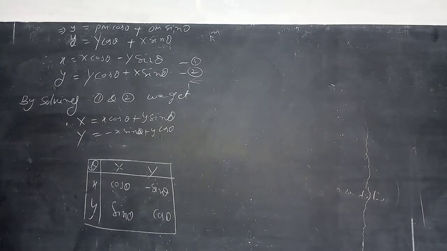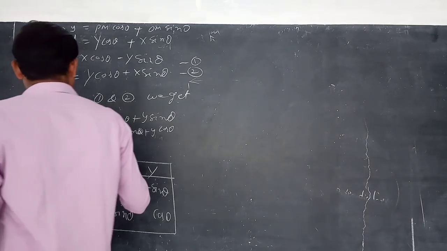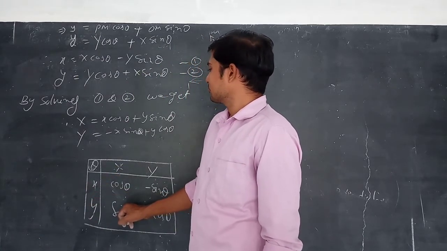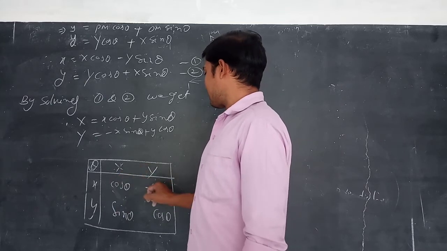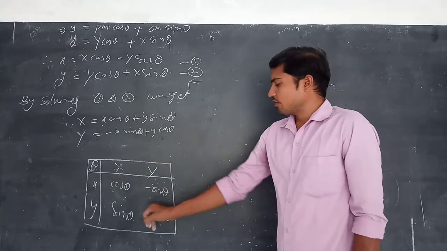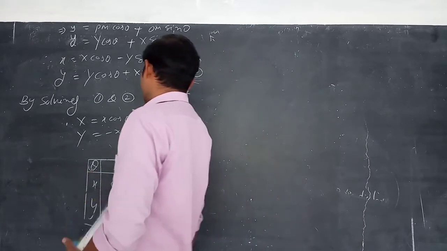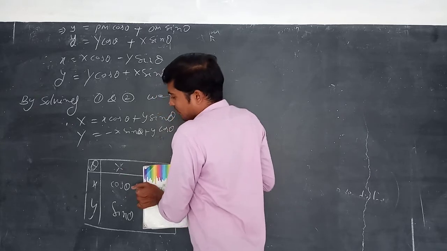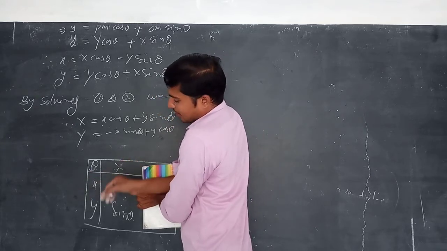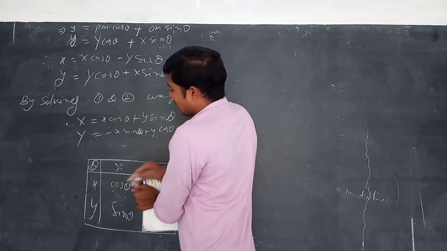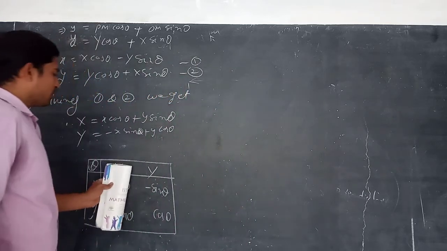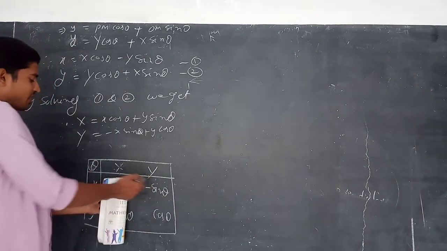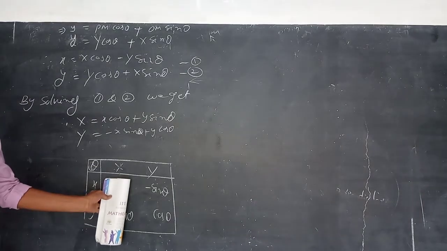We got it, no? And then if I need capital X, capital X is equal to x cos theta plus y sin theta, and capital Y is equal to minus x sin theta plus y cos theta. Understand again?